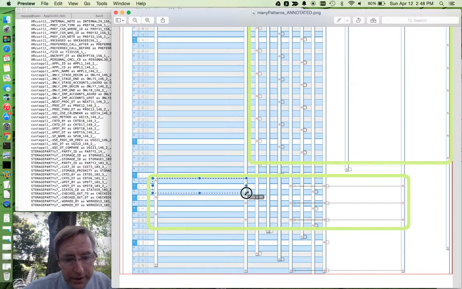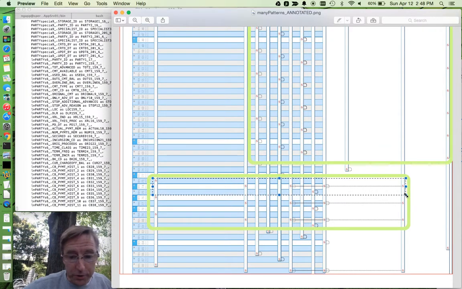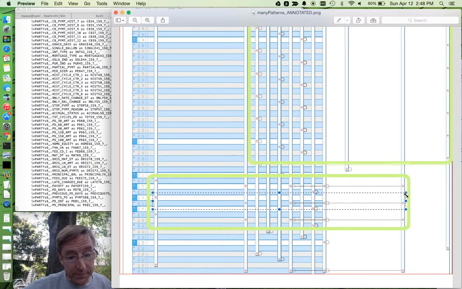And then here's a last pattern down here. Here are 3 queries, repeated over and over again. This can be refactored too.